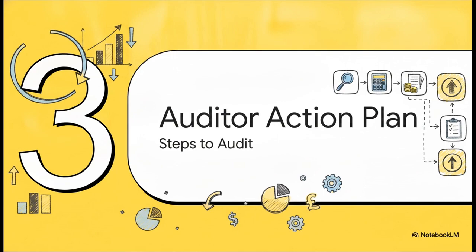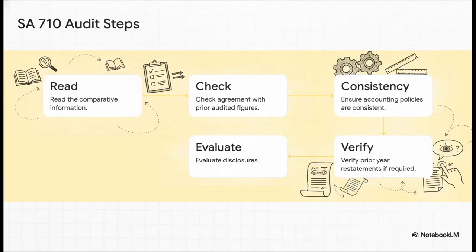All right, Section 3. The Auditor's Action Plan. Out in practice, how do you actually audit this stuff? Well, you follow these 5 steps sequentially to build your conceptual mastery. Step 1, literally just read the comparative information. Step 2, check whether these prior year figures agree with the previously audited records. Making sure the numbers haven't mysteriously shape-shifted.